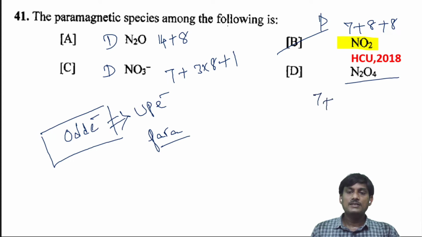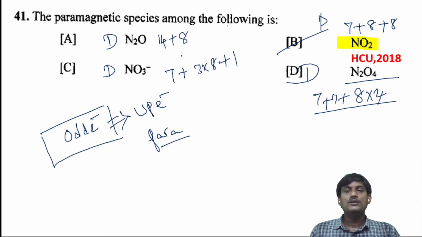N2O4: 7 plus 7, 14, and 8 into 4. It is also even, so this one is diamagnetic. What is the correct option? NO2 is the paramagnetic one.